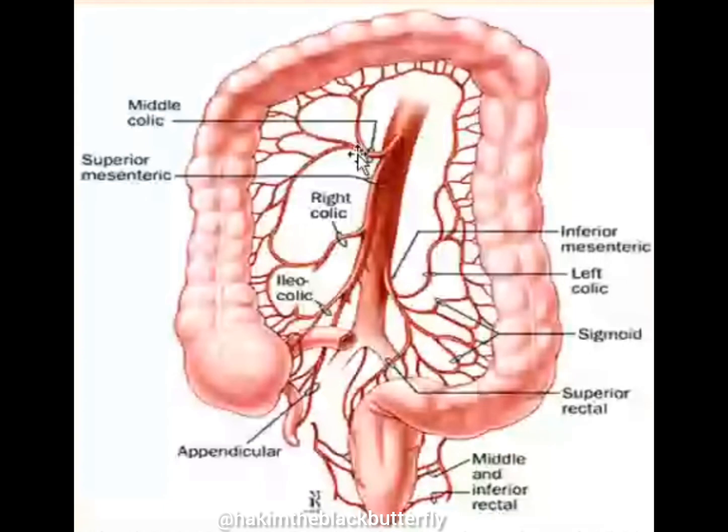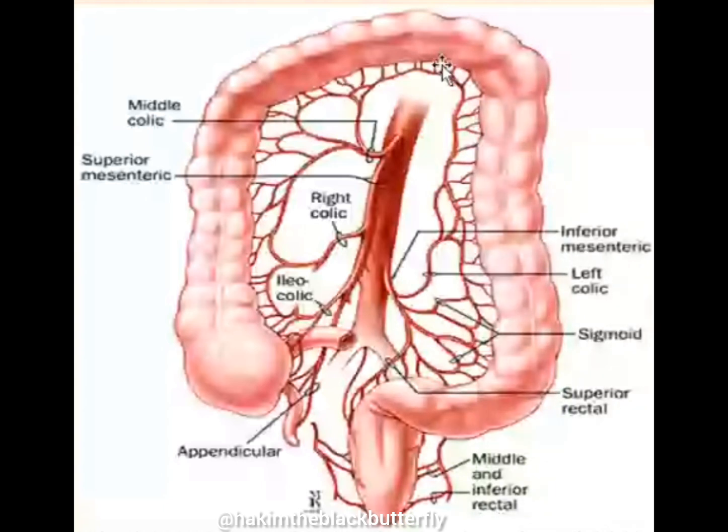The middle colic artery is a branch of the superior mesenteric, and the left colic artery is a branch of the inferior mesenteric. So the junction between the proximal 2/3 and the distal third of the transverse colon is where we have the anastomosis between the middle colic and the left colic. I repeat, that junction is where we have the anastomosis of the middle colic artery and the left colic artery.